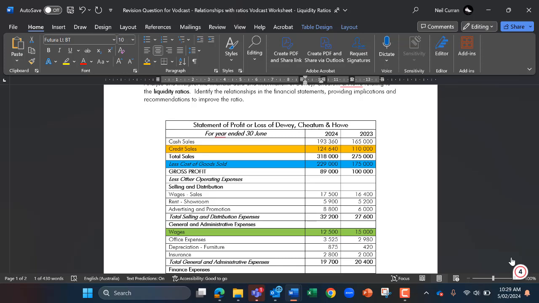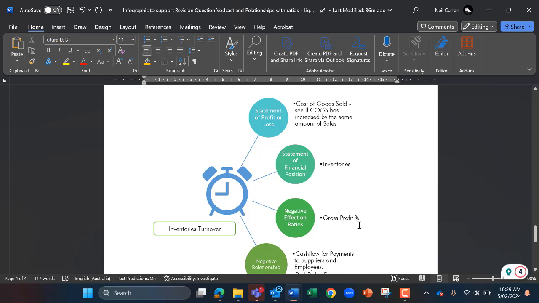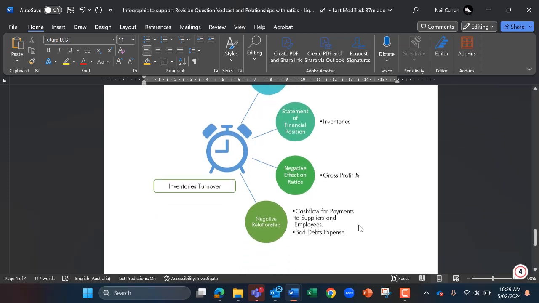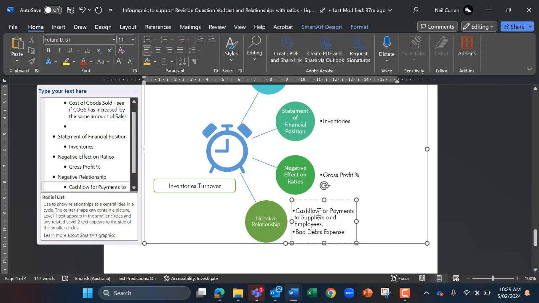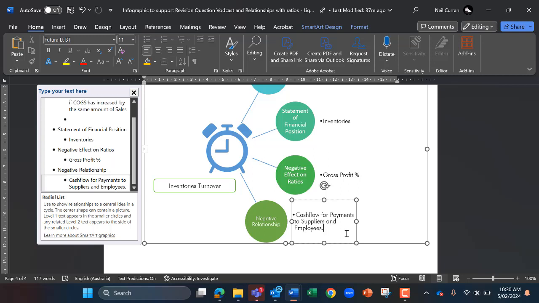Now, another thing that you also need to look out for, in order to further substantiate that the cost of our supplies is way too much and is costing us our gross profit and also our liquidity, is the cash flow for payments to suppliers and employees. You might get an excerpt in your exam which looks at this. What that basically represents is the cash that we have actually paid for our wages and also for our supplies in order to run the business.